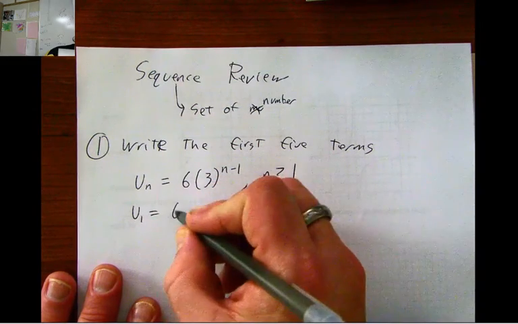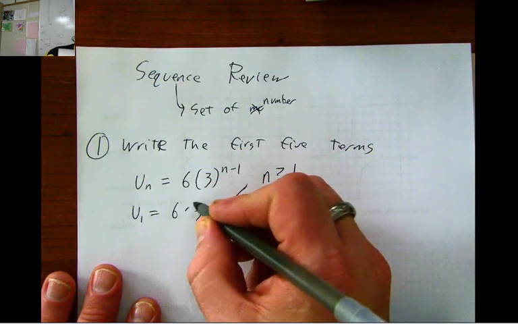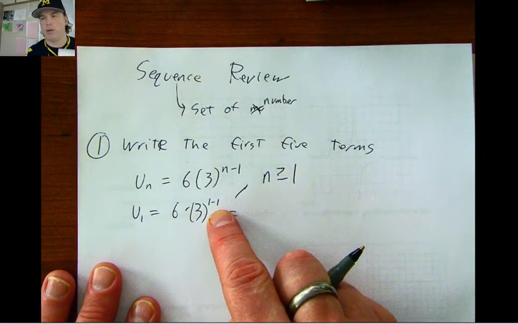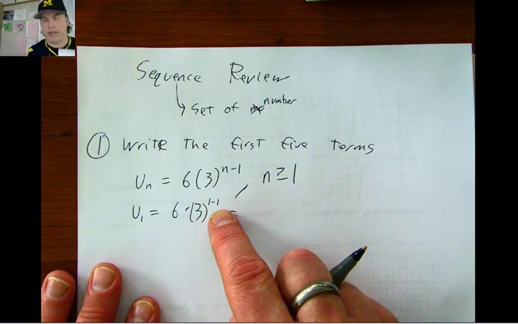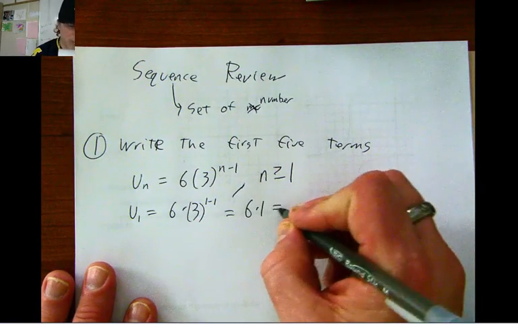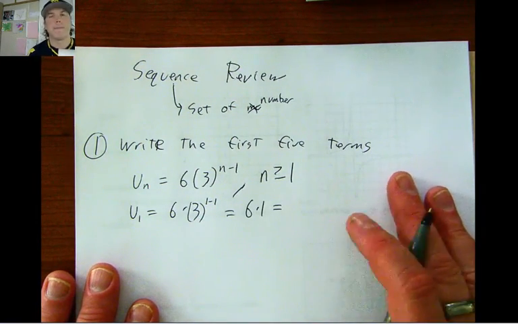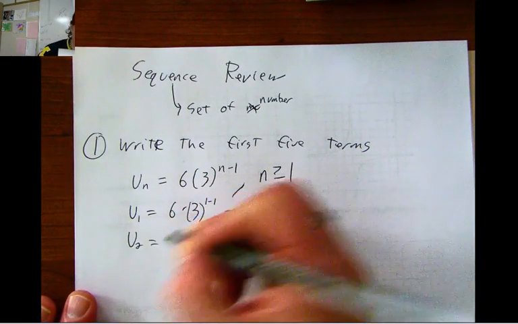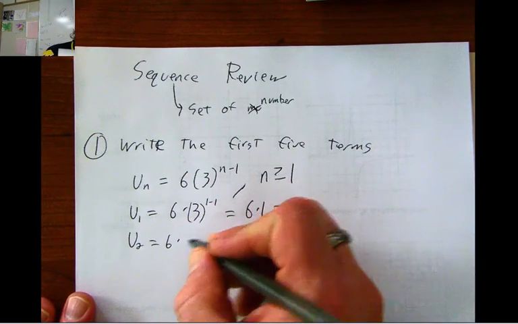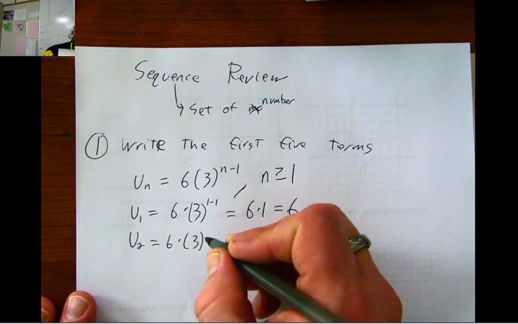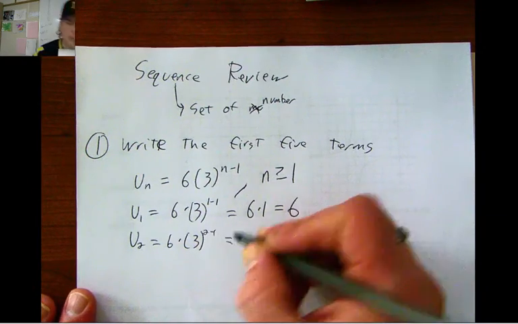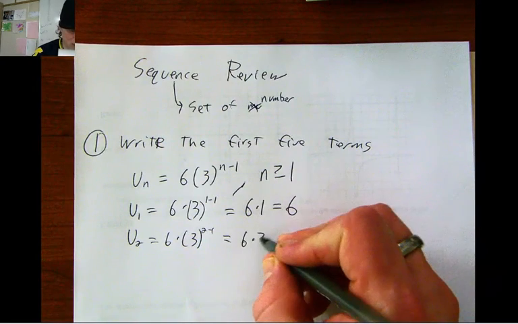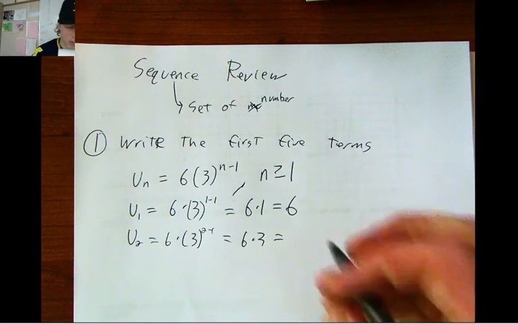U1, that'll be 6 times 3 to the 1 minus 1. And let's see, 1 minus 1, that's 0. 3 to the 0, that's 1. And 6 times 1, it's 6. All right, that's U1. Then U2, you plug 2 into the mix. So 6 times 3 to the 2 minus 1. 2 minus 1, that's 1. 3 to the 1, that's 3. 6 times 3, 18.